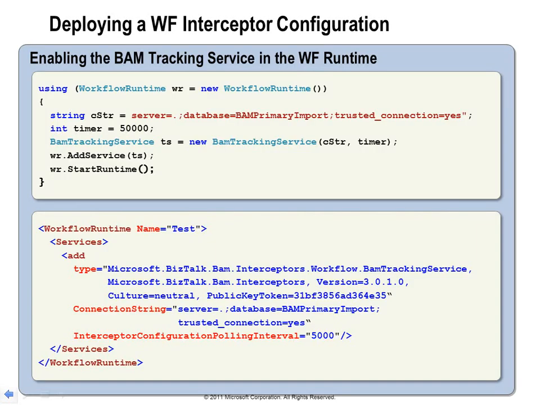You can see here we've created the workflow runtime. We create an instance of the BAM tracking service with the timer value and the connection string to the BAM primary import, and we simply add that service into the runtime. Now, Windows Workflow also allows you to do a configuration-based adding of services, and so there's an example here of that as well, where you can see the BAM tracking service with its connection string and its interceptor configuration polling interval attributes set.